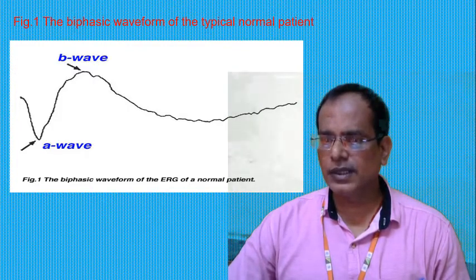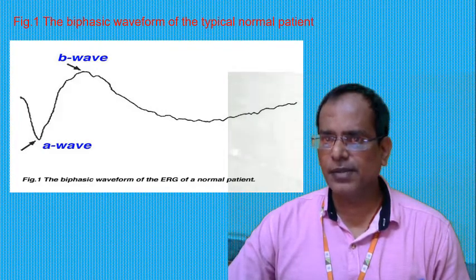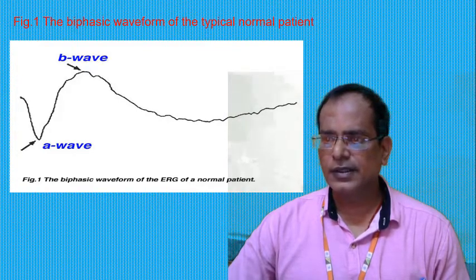Now here what we are seeing is called a biphasic waveform of a typical normal patient. In this case we are going to discuss the A wave and B wave, and also the early receptor potential. We will see that one by one.